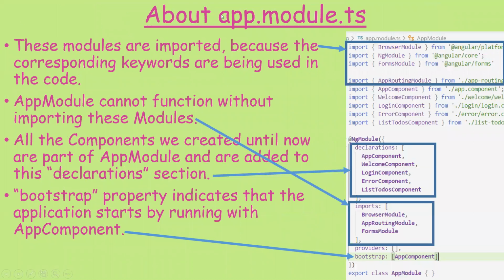So now if we look at app.module.ts, they're saying that these import statements that we have here are here because we want to use the corresponding keywords in our application. So when we try to include the welcome component keyword, we had to import the welcome component. That is the reason why we have all the imports here.